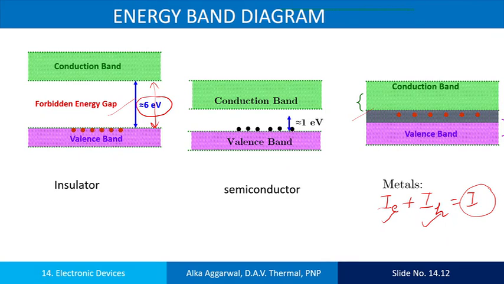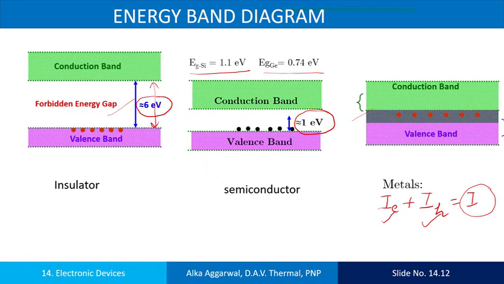The forbidden band in case of semiconductor is of the order of 1 electron volt. Energy gap in case of silicon is 1.1 electron volt and in case of germanium it is 0.74 electron volt. The semiconductors at 0 Kelvin behave as a perfect insulator.